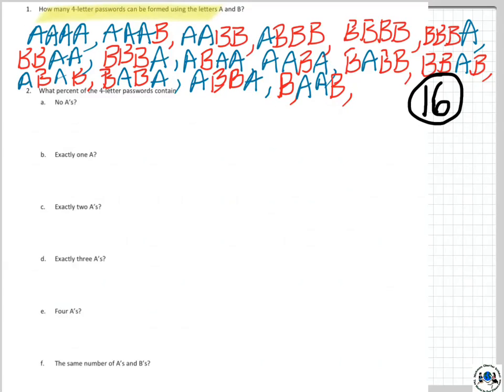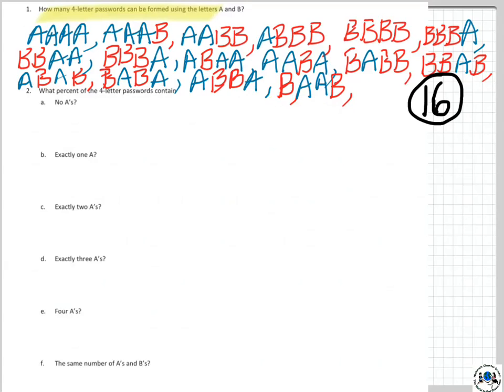What percent of the 4-letter passwords contain? As you can see, A says no A's, B exactly 1 A, C exactly 2 A's, D exactly 3 A's, E exactly 4 A's, and then F the same number of A's and B's. Okay, so go ahead and do all of those. Have fun. Come on back. Again, your answer should be in the form of a percent. Okay, and come on back and we'll check them all.